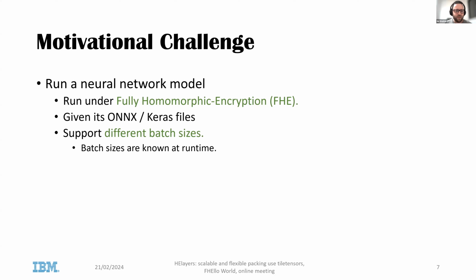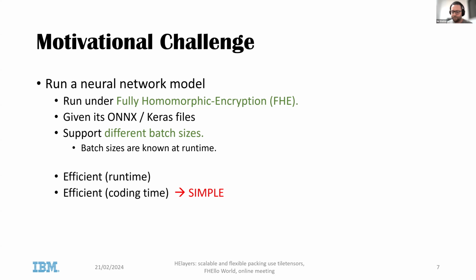But we also want to have a tweak. We want this model to support different batch sizes. So the batch size is really unknown at the beginning of the runtime, and we want to have some flexibility. How can we really do it? And the goal, of course, is that it will run in efficient time and that it will be simple to code. So in order to make something simple, I need to make it very complex.